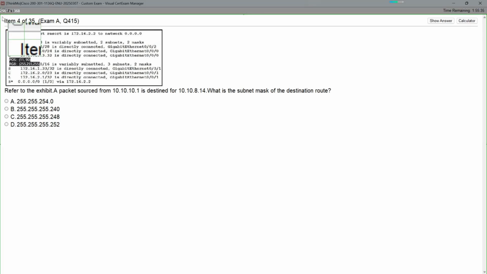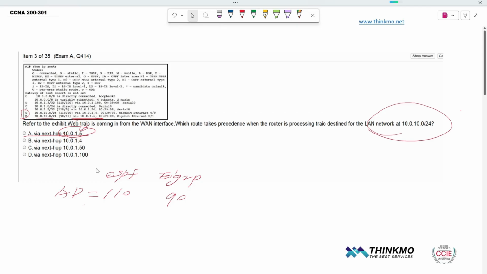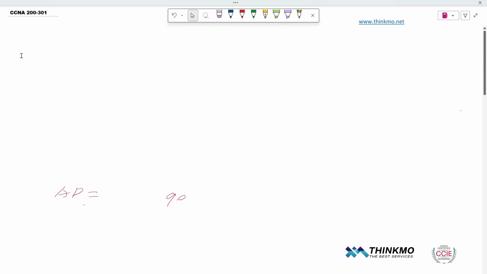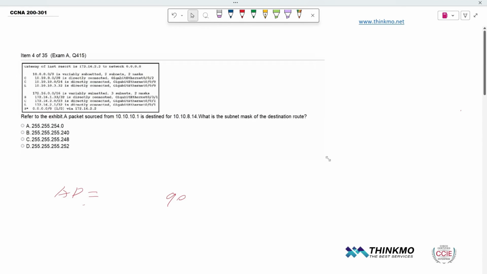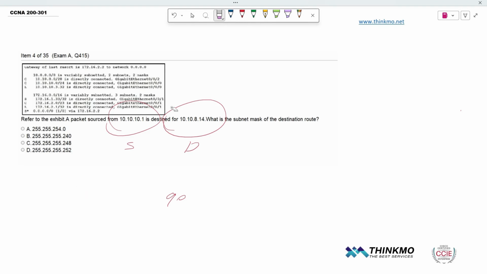All right, this question is again about route selection. It asks us, well, the source address is this, and this is the destination address. So source and destination addresses. It wants to know, for packets going to this destination address, what is the subnet mask of the matched route? Now, let's look at the destination address.